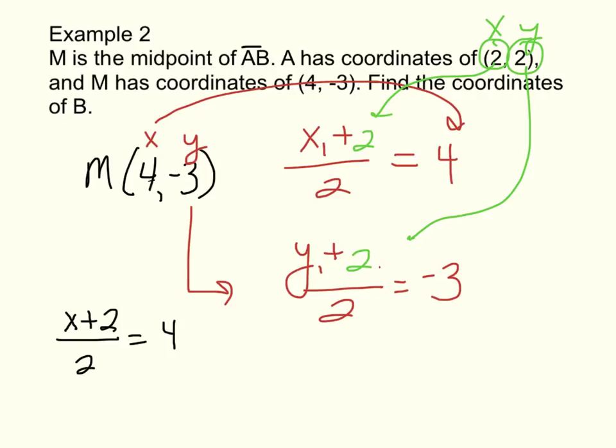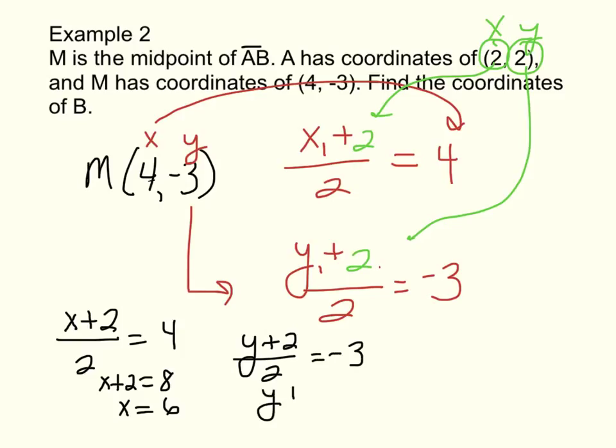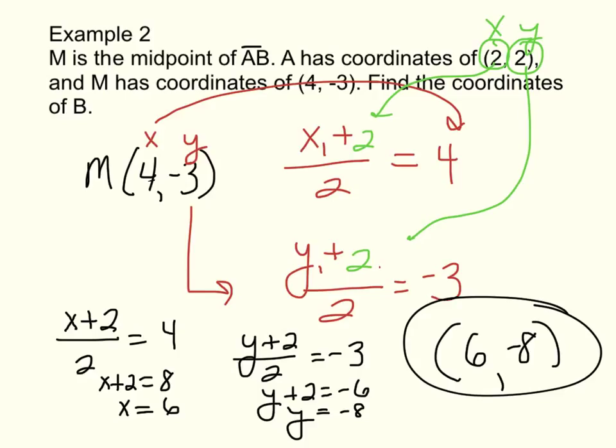So now I multiply both sides by 2. That gives me x plus 2 equals 8. Subtract 2, and that gives me an x coordinate of 6. Then (y + 2) divided by 2 equals -3. I multiply by 2: y plus 2 equals -6, so y equals -8. So my missing coordinate, which is B, would be (6, -8). All you do is take your midpoint formula, plug in what you know, and then solve for the remaining variables. The next formula you have to know is the distance formula.